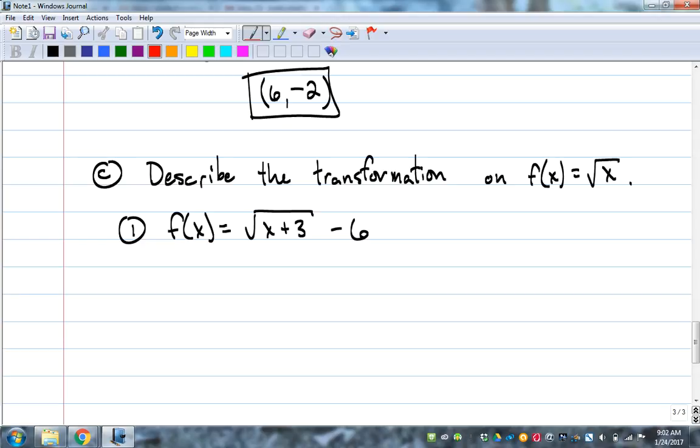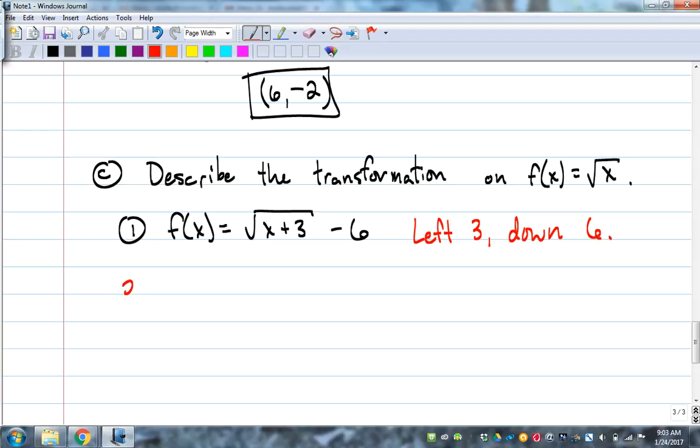Down 6, definitely down 6, because it's minus 6 on the outside. To the left 3, because remember it's the opposite on the inside there. So left 3, down 6. And that's what I want you to tell me. If you wrote down 6, left 3, that's the same thing. It doesn't matter what order you write that in. Okay. Just because of the addition sign. That's right. If it's a minus sign, it means it goes right.